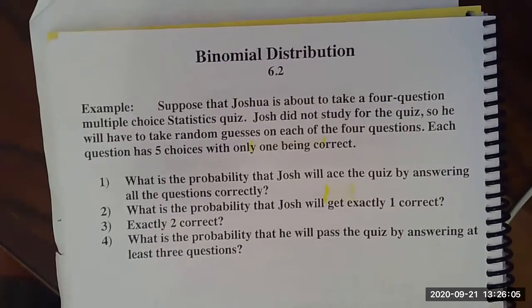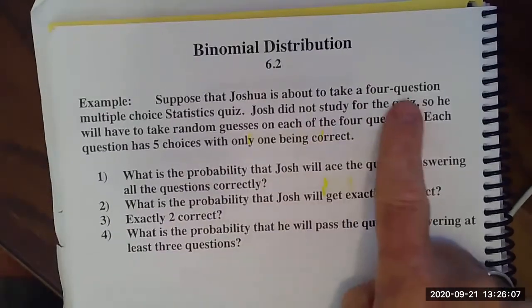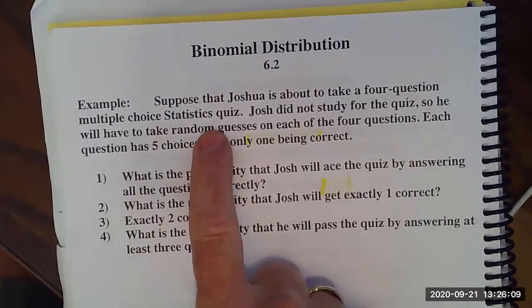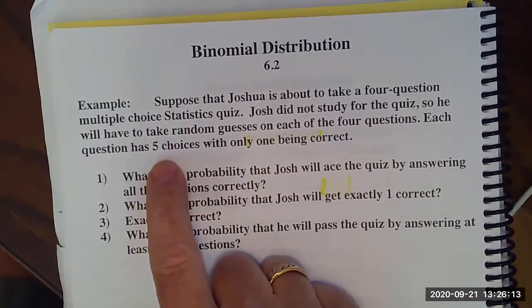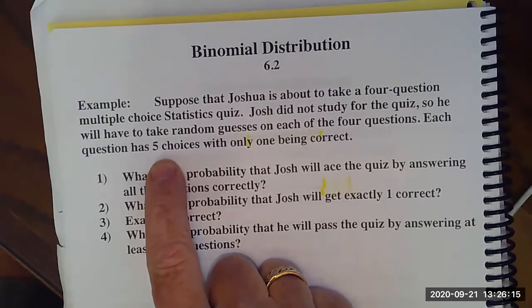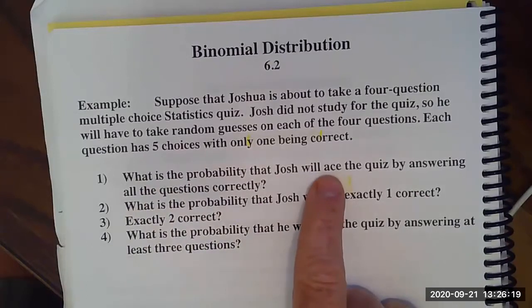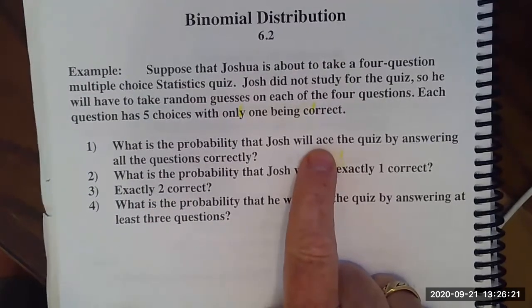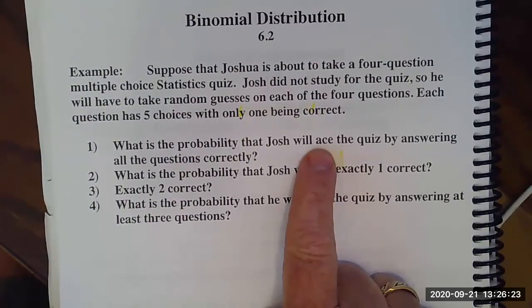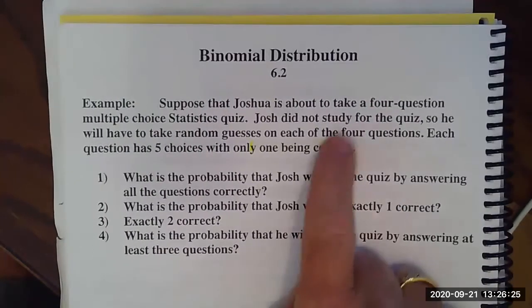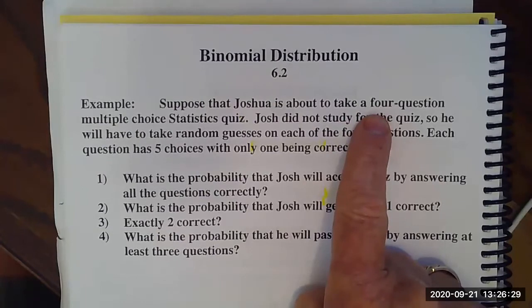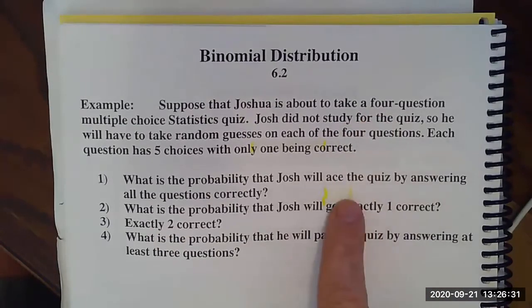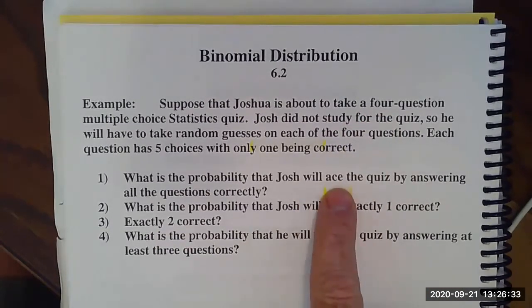Looking at the wording here. Oh, I'm going to take a four question multiple choice quiz. Okay. You didn't study, blah, blah, blah. Okay. 5 choices. Well, a little bit more work. But if I look at a scene, doesn't that mean he's going to get them all right? So you have to say, well, how many questions are there? 4. So N is 4. X is 4. A scene is 4.